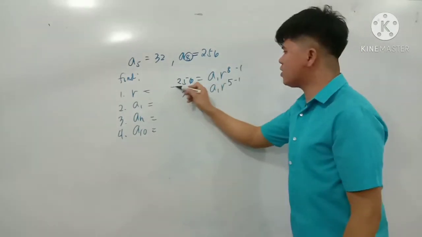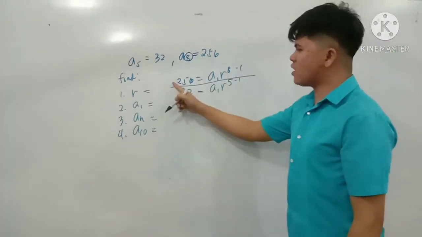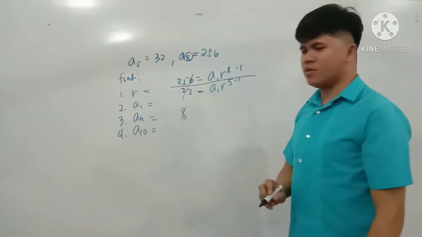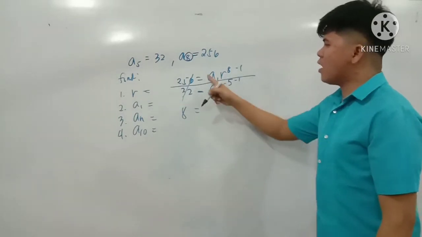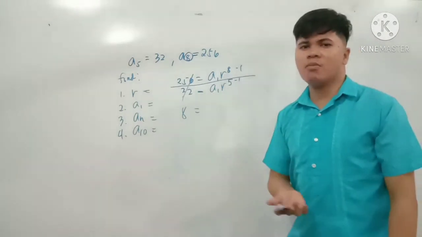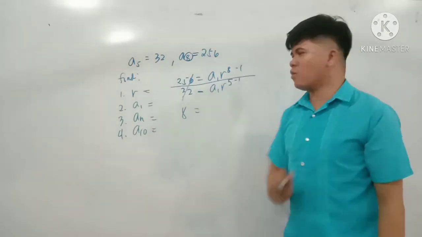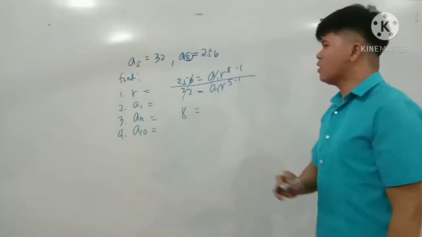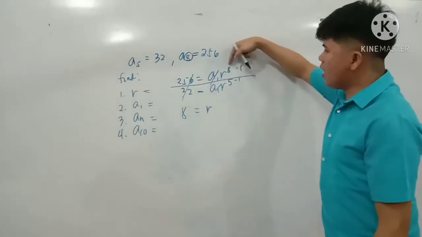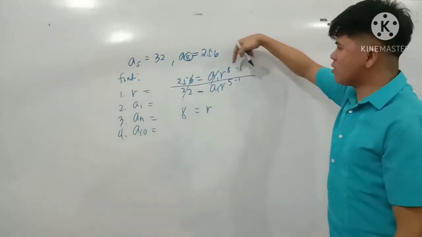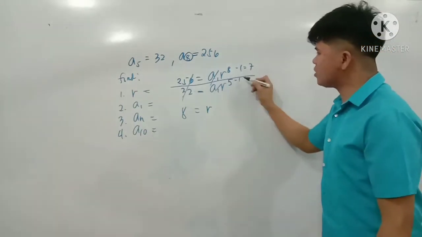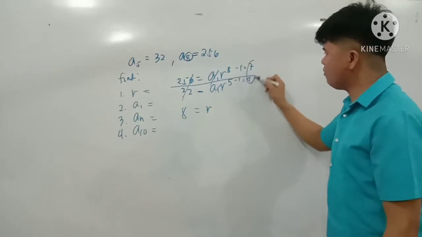Then we simply divide these two equations. 256 divided by 32 will give us 8. Then a sub 1 divided by a sub 1 is simply 1, am I right? Any number or variable divided by itself, the quotient is always 1. So we cancel this. Then we simply copy the common variable r, because we have to subtract the exponents. 8 minus 1 gives us 7, and 5 minus 1 gives us 4. So these are the exponents.